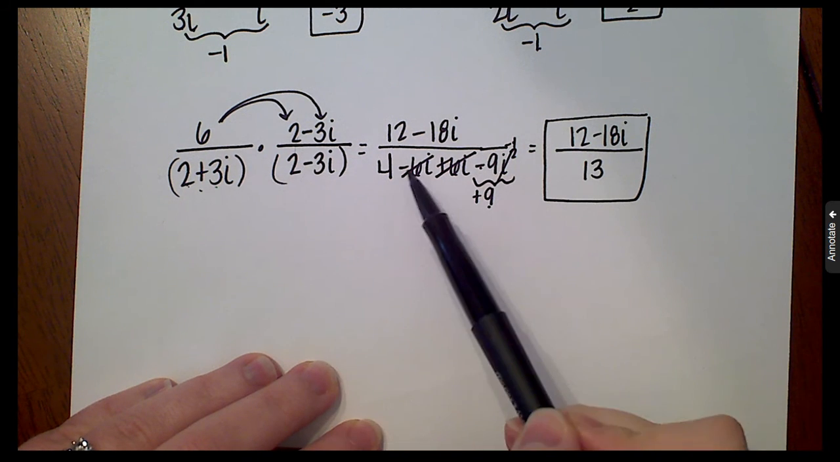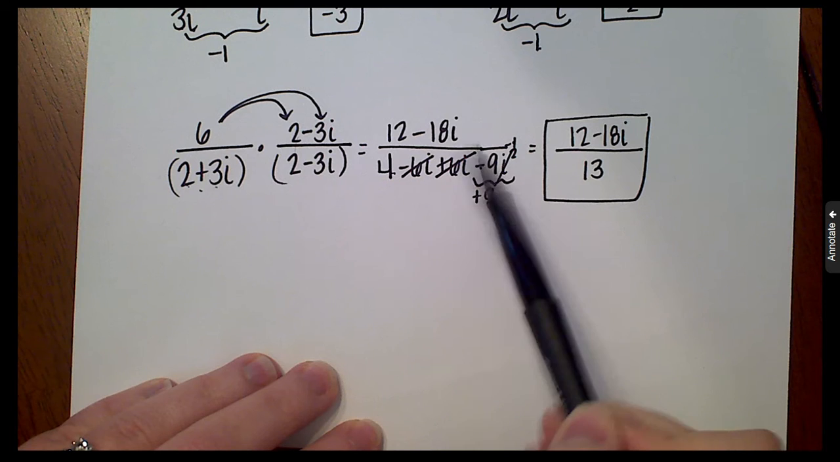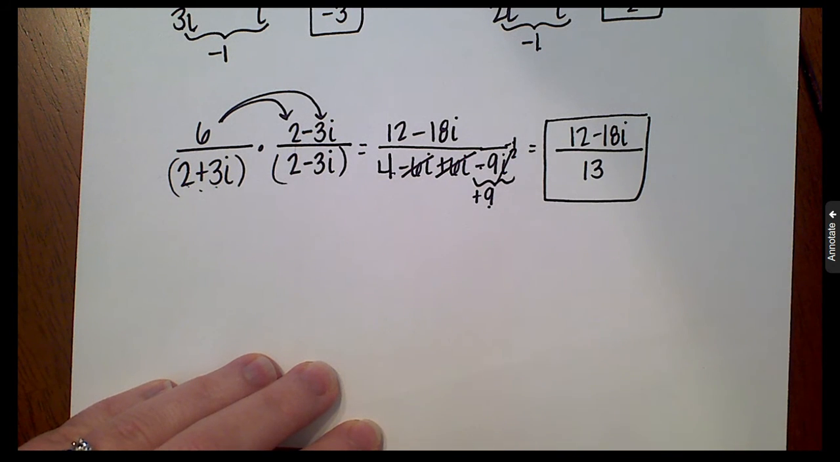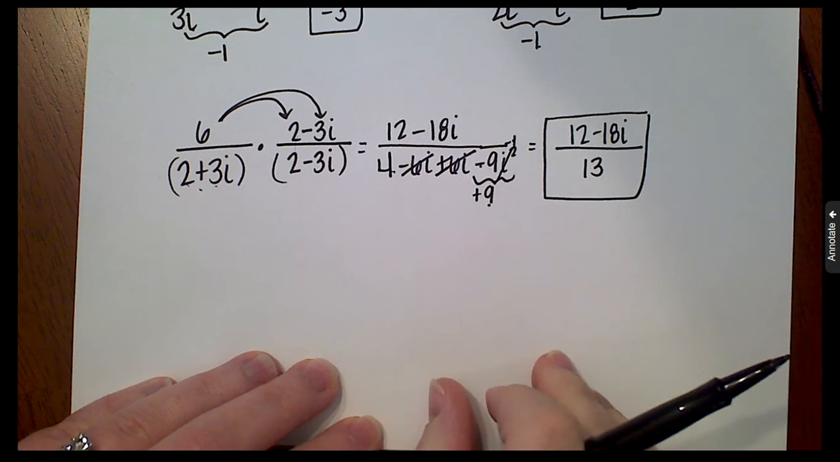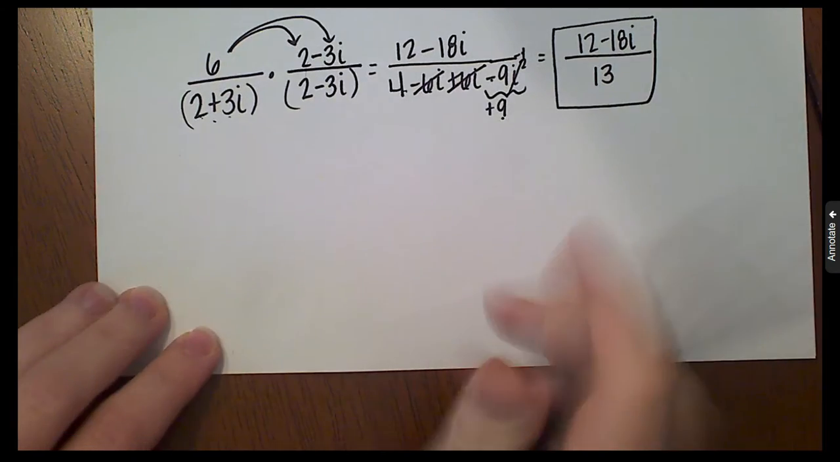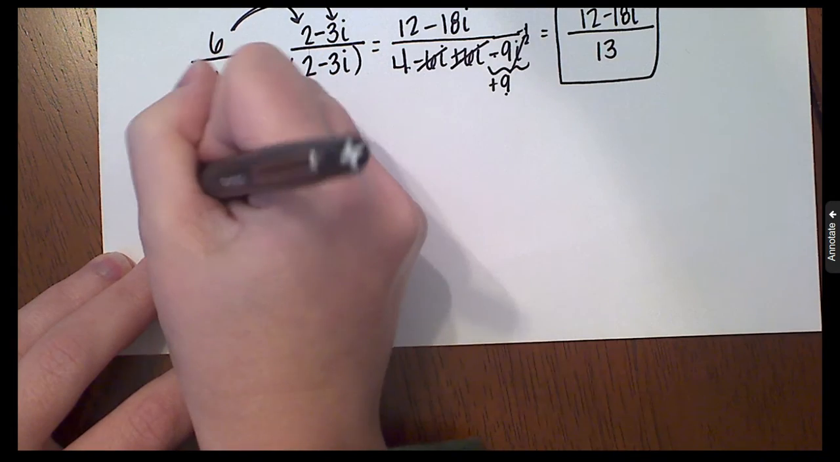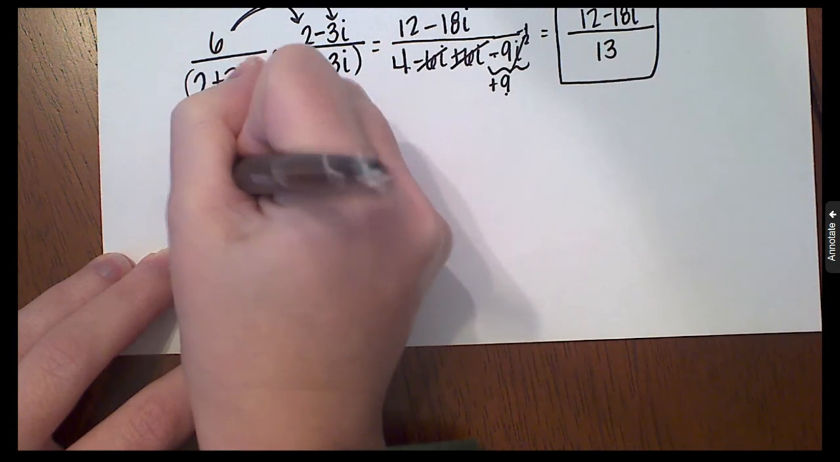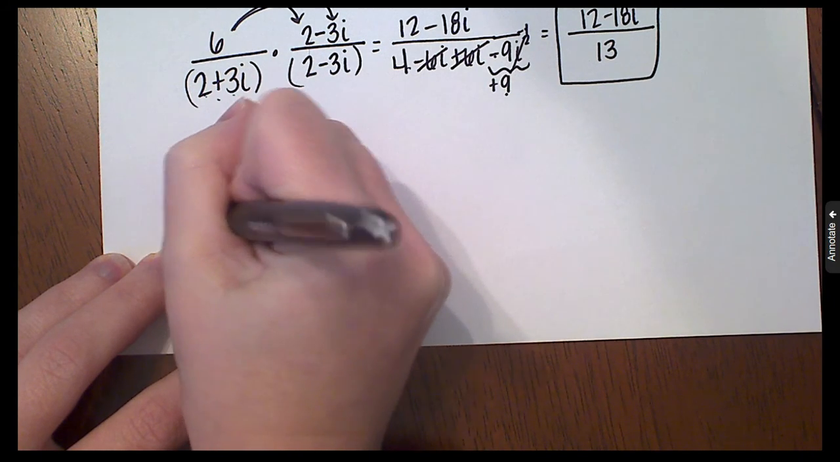And the reason we have to change the sign is because we need one positive, one negative to cancel there. So it all kind of works out as a beauty. So let's try another one. So if I have 6 plus 5i over 2 minus i.